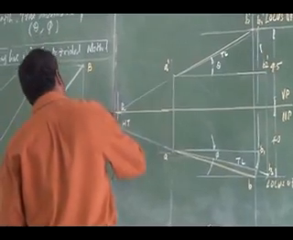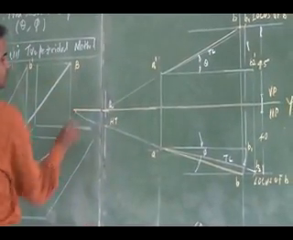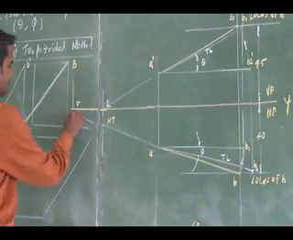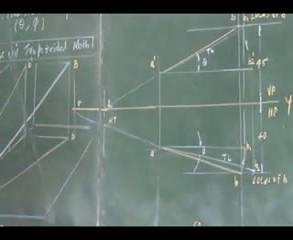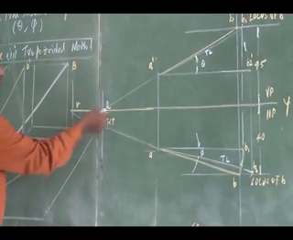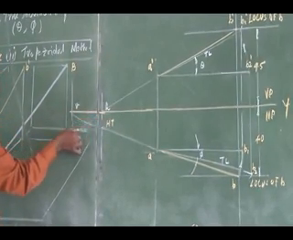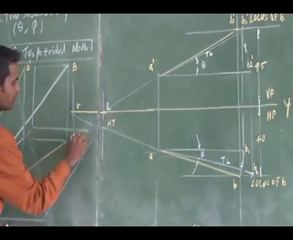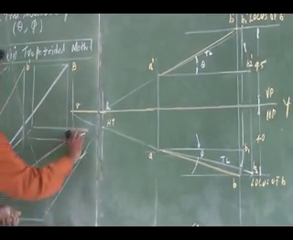So where it meets the reference line is this. That location is my V. I can draw a vertical line there. What I have to do? I have to extend the front view. So where it meets the vertical line that you have already drawn, that is my vertical trace.